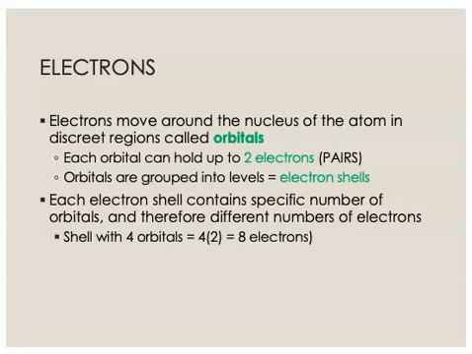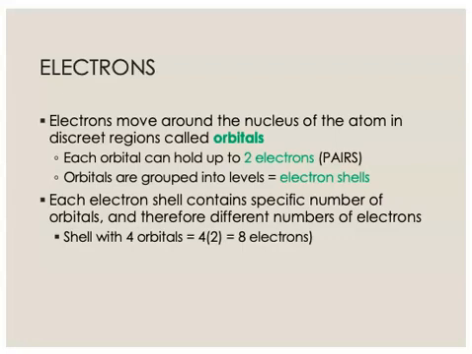Now, there are lots of different orbitals. We don't need to understand much more about orbitals other than they are regions around the atomic nucleus that hold electrons. And each orbital can hold up to 2.